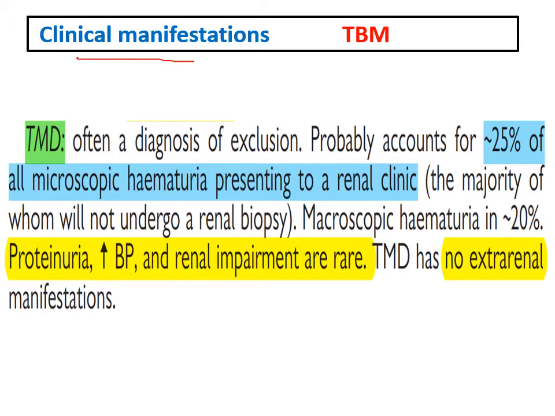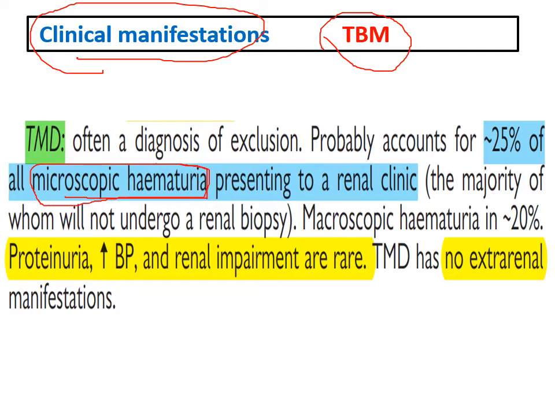What about the clinical manifestations of thin basement membrane disease? It is very simple. As we said, the only presentation is microscopic hematuria. It is a diagnosis of exclusion. And don't forget this note: around 25% of all patients who present with microscopic hematuria to the renal clinic are due to thin basement membrane disease. So a quarter of all patients with hematuria in your clinic have thin basement membrane disease.